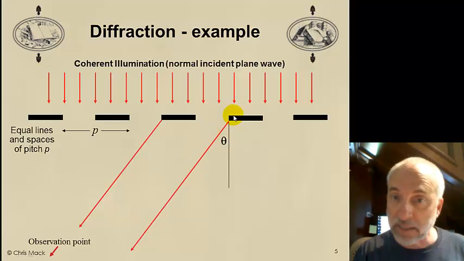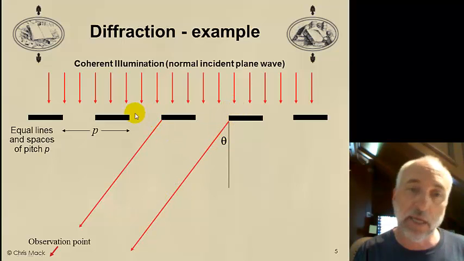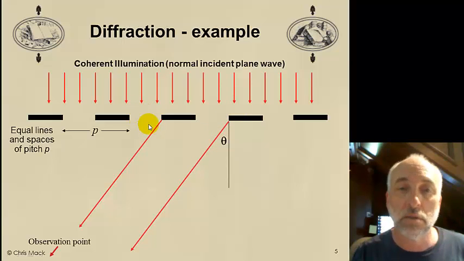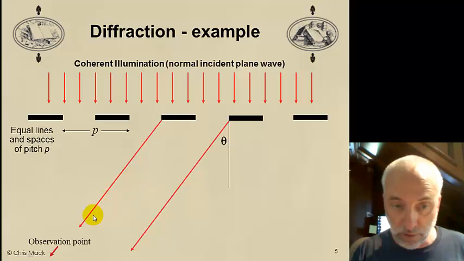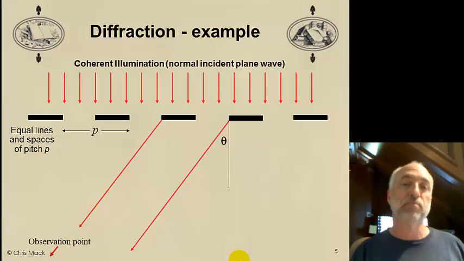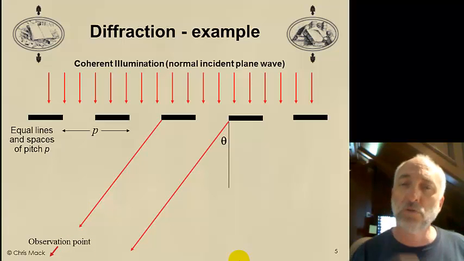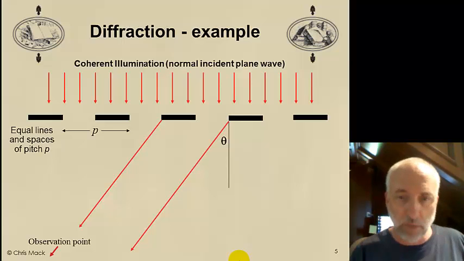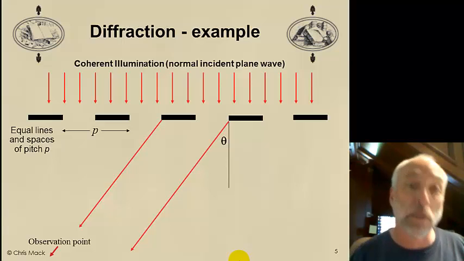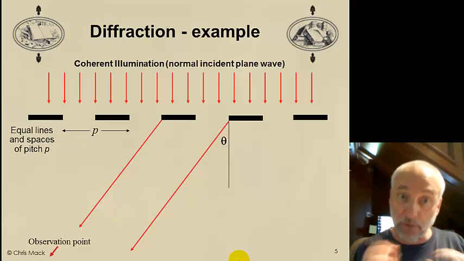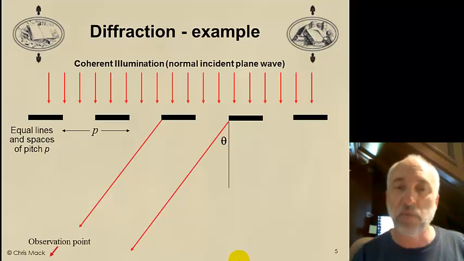But that's not all of the light that I'll see. I'll see light from a neighboring hole, or this space next to it. And that light will also come out and reach my observation point. I'm going to concentrate on just those two spaces and light coming from those two spaces. But in fact, I'll extend the analysis to light coming from all of the spaces as it diffracts or emerges from these spaces on the photomask.